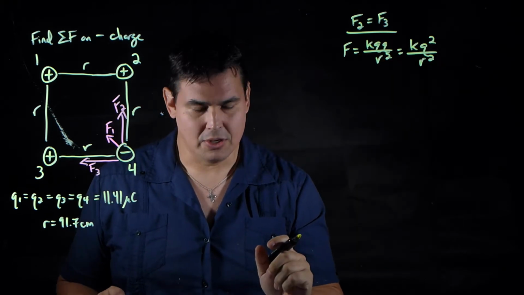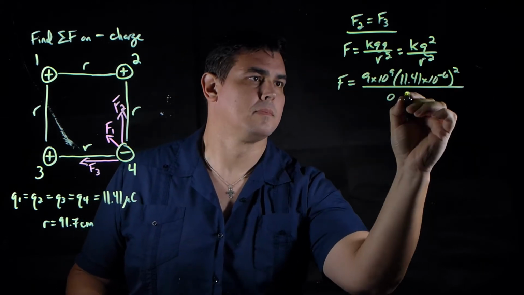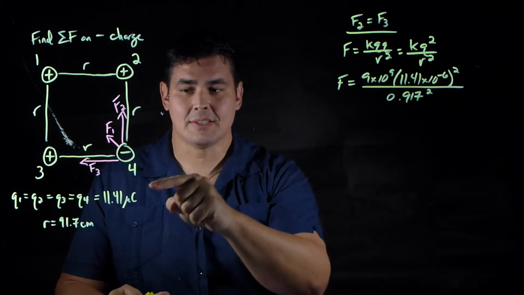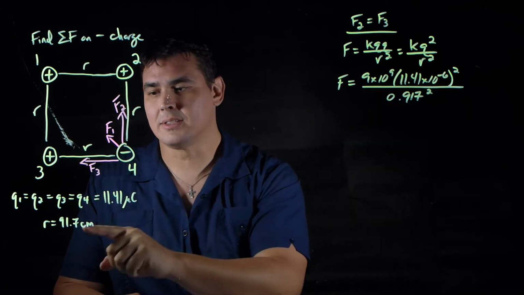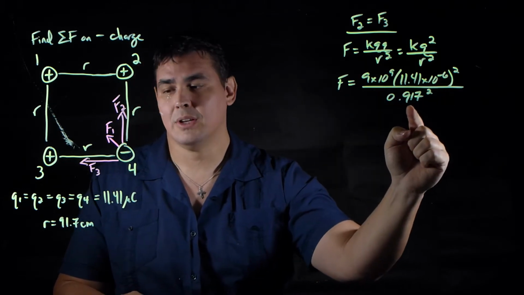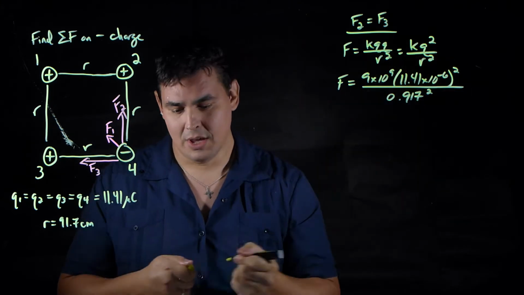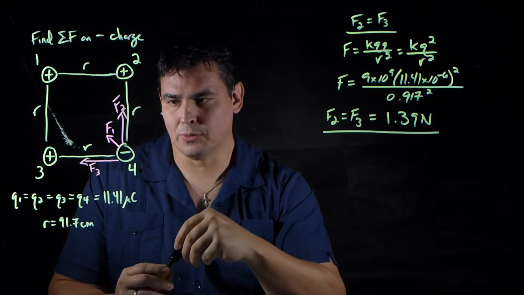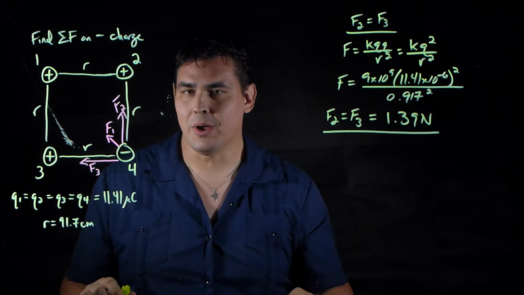If I go plug in, I get this. Notice I've substituted in base units: microcoulombs converted to coulombs by multiplying by 10 to the minus 6th, and centimeters converted to meters by moving the decimal back 2. If you do this, you end up with 1.39 newtons for F2 and F3. Okay, so let's go do F1.